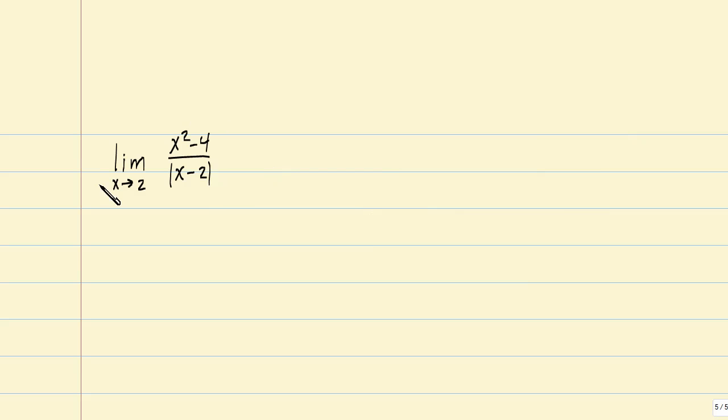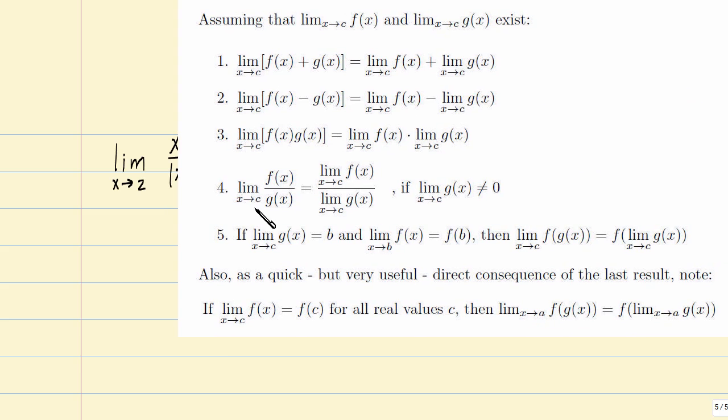Okay, let's take a look at this example. We have the limit as x approaches 2 of the function x squared minus 4 divided by the absolute value of x minus 2. Now, at first blush, this appears to be the limit of a quotient. And we have a limit law for dealing with limits of quotients of functions. Here it is right here. We can re-express those things as quotients of limits, sometimes, if the limit of the denominator, as x approaches the same c, is not 0.